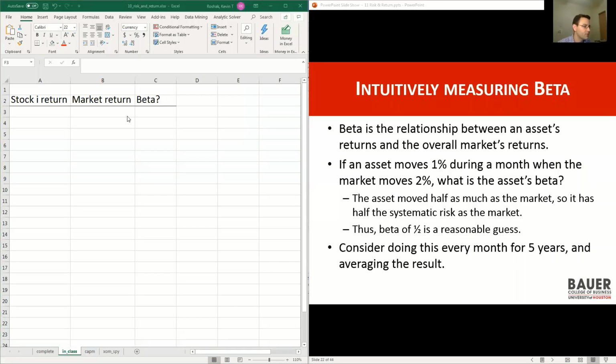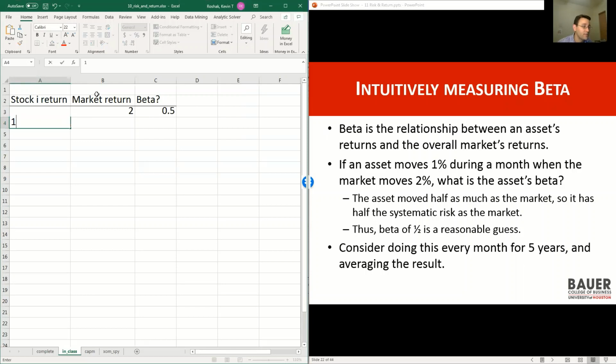Just taking the numbers from the slide previously, we saw that our asset moves 1% when the market moves 2%. So what would be our guess for the beta? Well, it'd be 1 divided by 2. What's the sensitivity of our stock to the overall market? It would be a half. Our stock moved half as much.